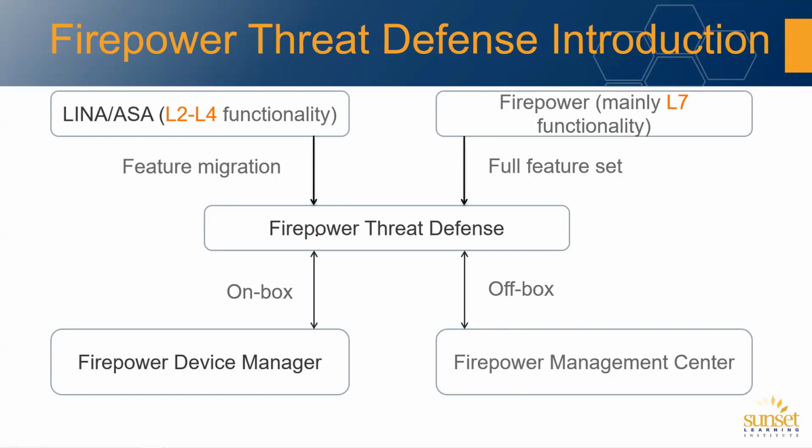So firepower threat defense, the introduction to this: I've got my Lina ASA plane, which is my layer 2 to layer 4 functionality. And then I have my layer 7 functionality, which is my firepower. So that's my SNORT stuff. And they tie them all together, and you have the firepower threat defense. There are 2 ways to manage firepower threat defense devices: on box using the FDM, or off box using the management center. And actually there's CDO. We're going to talk about that too.